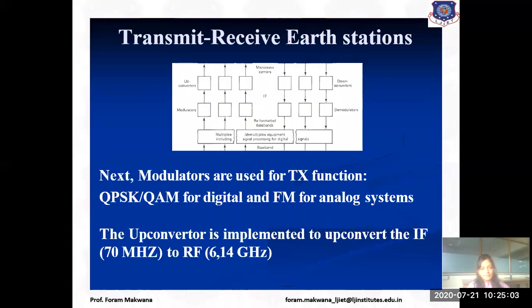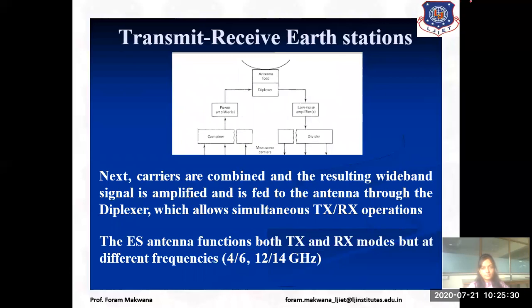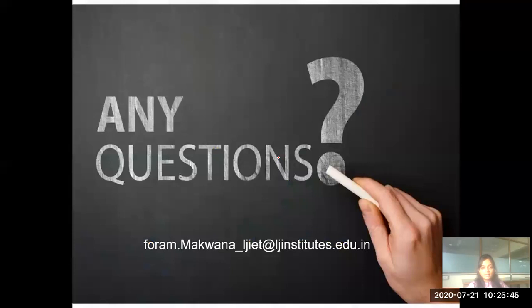All right, and the modulators which are used at the transmitting side can be quadrature phase shift keying or quadrature amplitude modulation. Up converters are implemented to up convert the frequency. Ideally, the IF frequency was 70 megahertz and for RF it is 6 or 14 gigahertz. And the carriers which are combined, resulting in a wideband signal, are amplified. It's transmitted through the transmitting and receiving antenna.